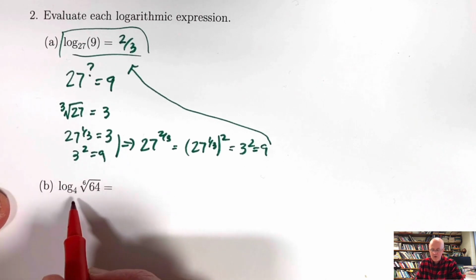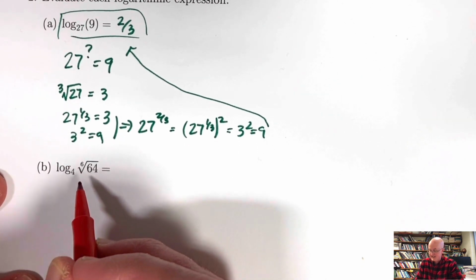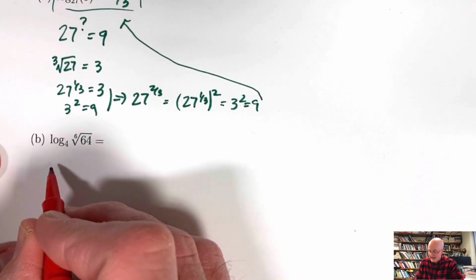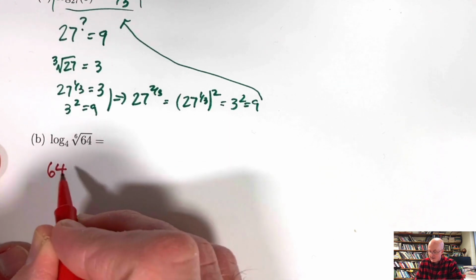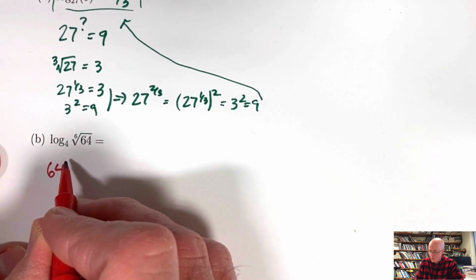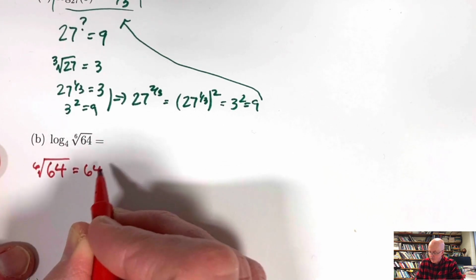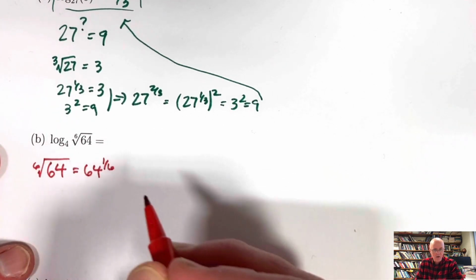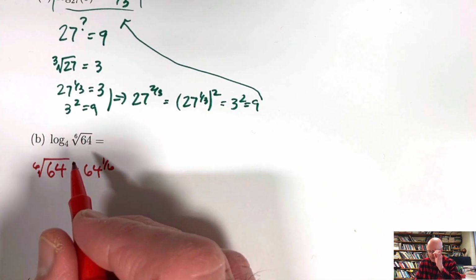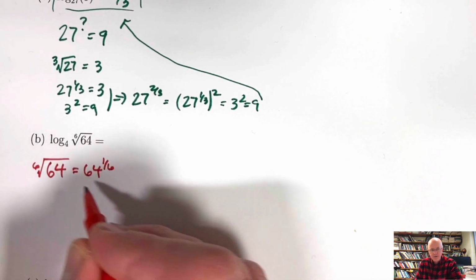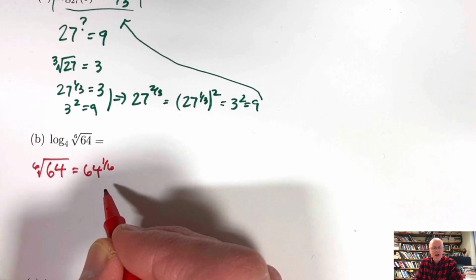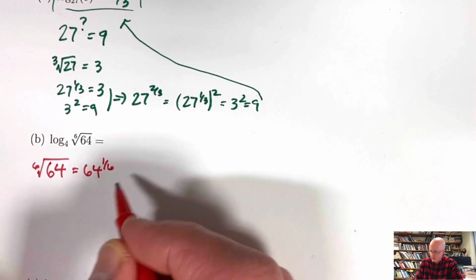Log base 4 of the 6th root of 64. Yikes. All right, let's work it this way. Let's start with the 6th root of 64, which is, well, I'll write it this way first. That's the same as 64 to the 1/6 power. We're trying to figure out what power of 4 will give you this number. Use the fact that 64 itself is a power of 4.